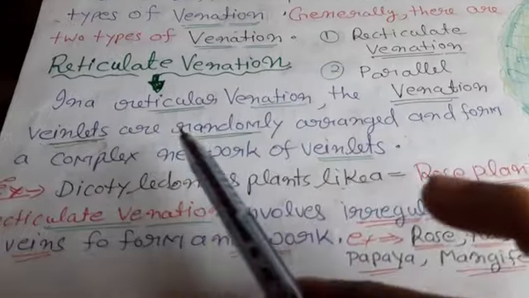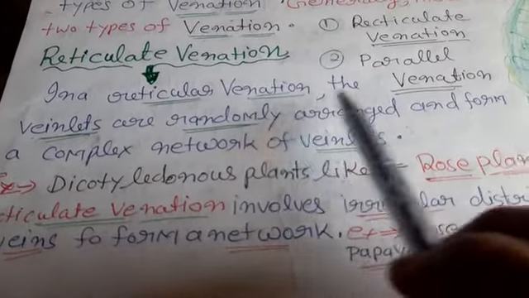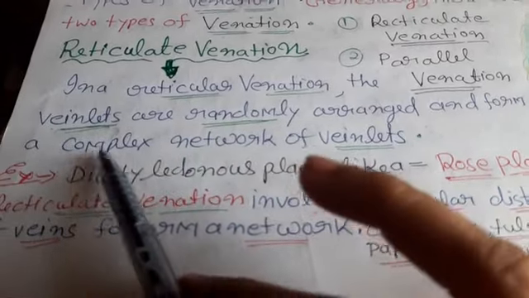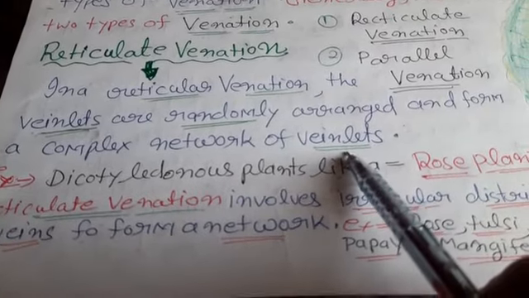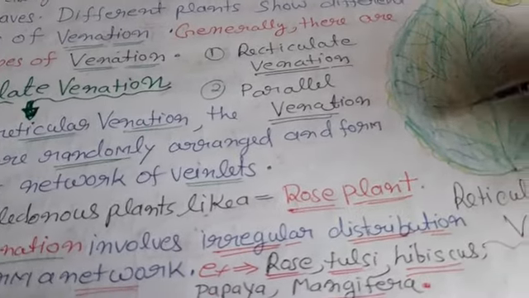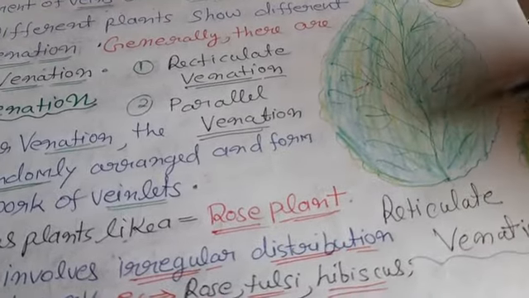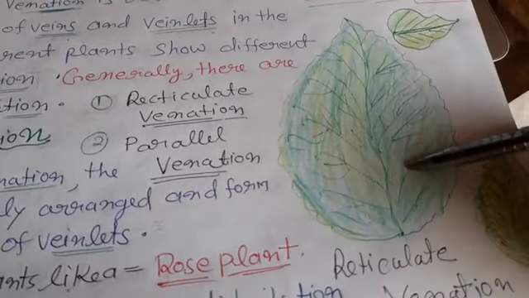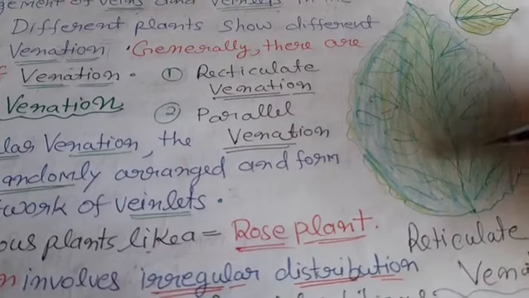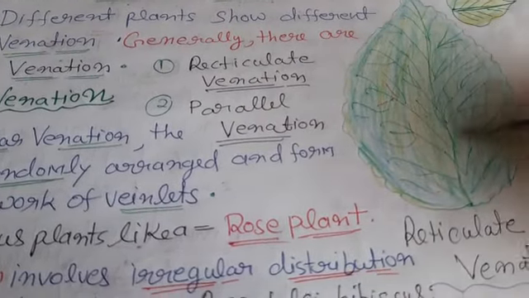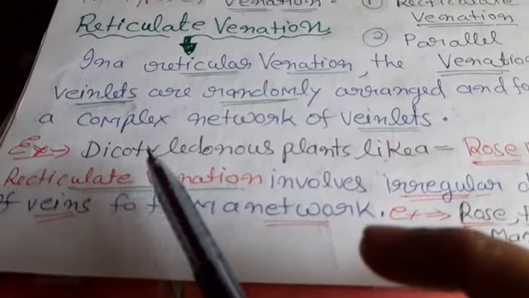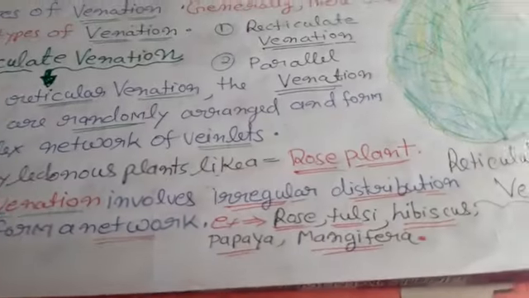In reticulate venation, the veinlets are randomly arranged and form a complex network of veinlets. Example: dicotyledonous plants like the rose plant.